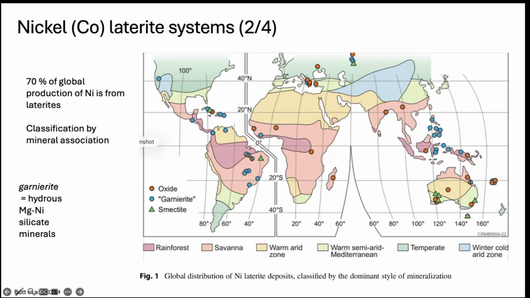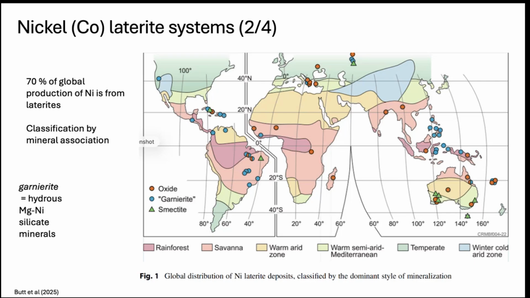And nickel laterite deposits have been broken down into sort of three subtypes. Those that are mostly, the nickel is mostly associated with oxide minerals, which are the red dots. Those are mostly associated with what are called garnierite, which is not a mineral per se, it's a class of talc-like minerals that are hydrous magnesium nickel silicates. And then the third, and those are in group blue dots, and the third type are associated with smectites, which are magnesium-rich swelling clay.